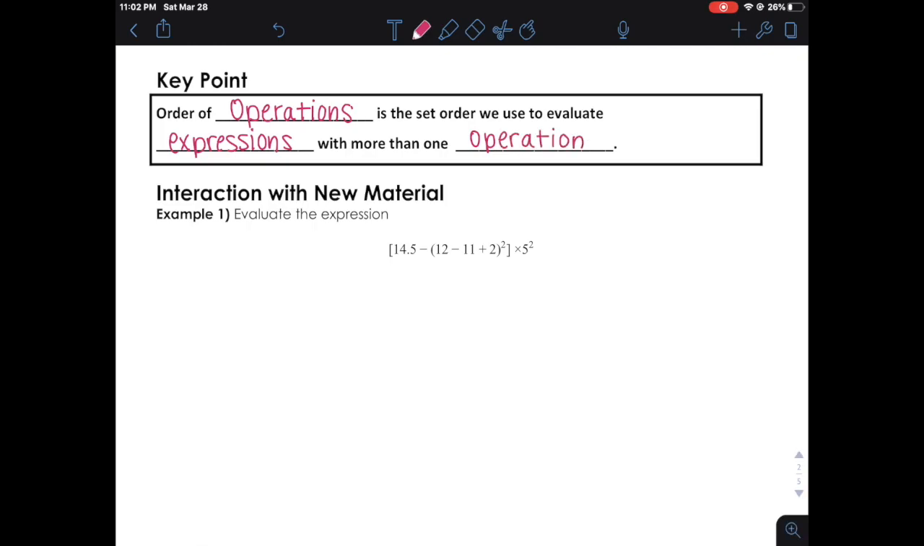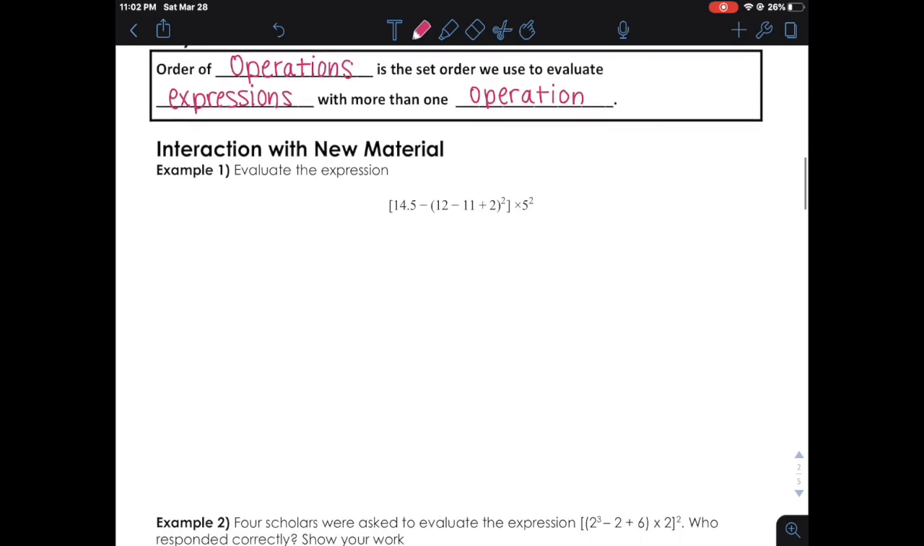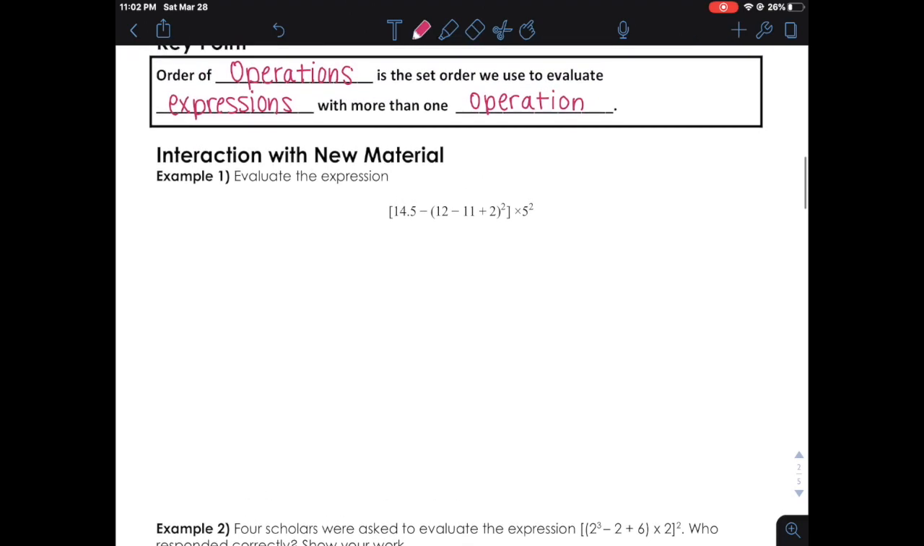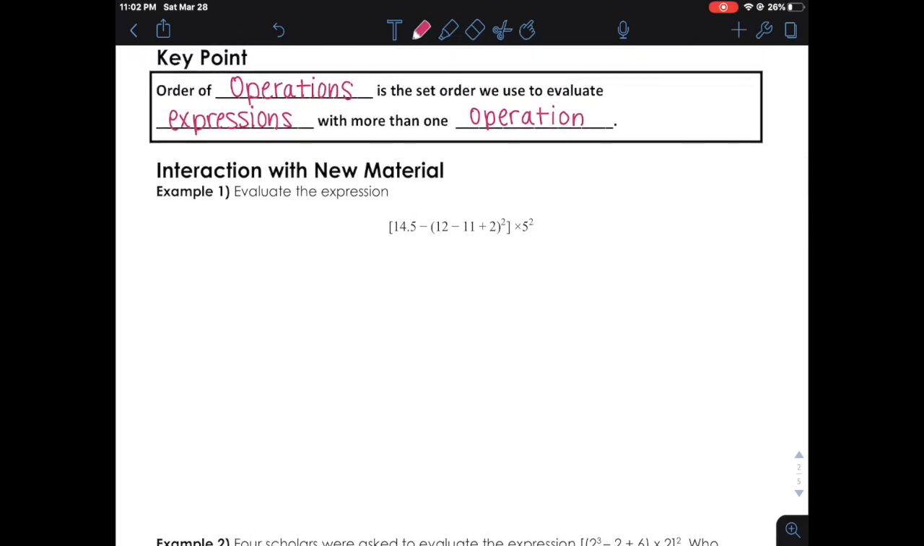All right, guys, let's go ahead and get started with the interaction to new material. So it says we have to evaluate this expression. So evaluate, what does that mean? Well, we know evaluate means to find the value of. So basically, they're just asking us to solve this expression.